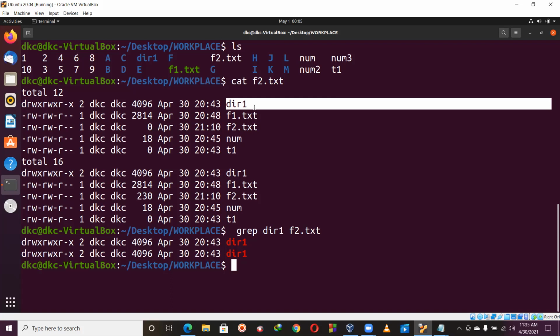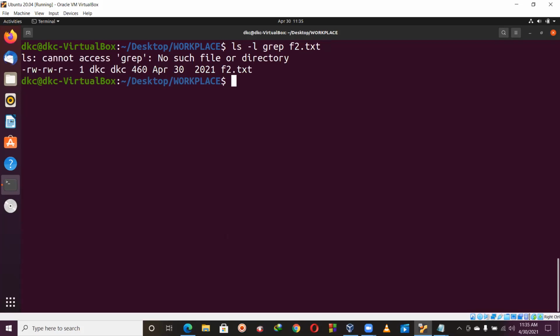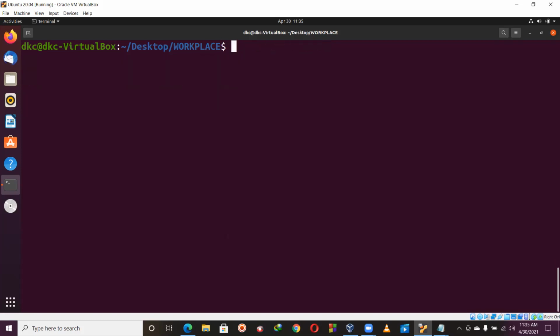Also, suppose I'm using ls -l. What does it do? Now, what I'm doing here is ls -l, grep, f2.txt. Should it work or not? No such file. This should not work. Okay, this is not working. Don't try it in this way. Next command. So grep is finished. I will discuss grep again later, but today let me finish the most common commands which are left.